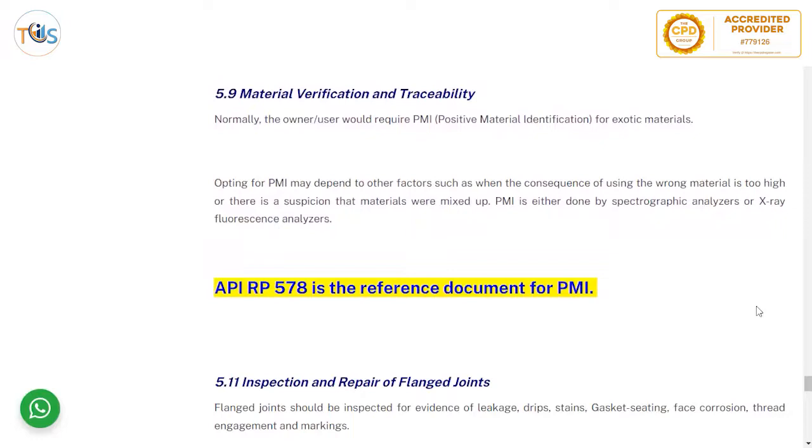PMI is either done by a spectrographic analyzer or X-ray fluorescence analyzer. And API RP 578 is the reference document for PMI. Most of the projects, they use a spectrographic analyzer because it can detect carbon while X-ray fluorescence cannot.